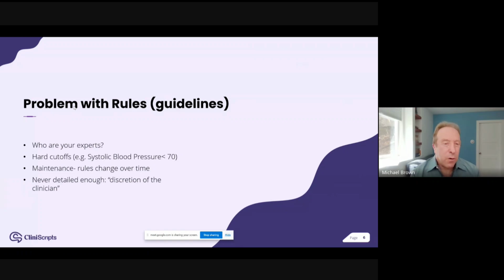You have to decide for this old school AI who your experts are. You have hard cutoffs, such as a blood pressure of 70, whereas a blood pressure of 71 or 69 may be a different category. You have to figure out how the rules are maintained as they change over time. And most of the rules tend to have things in them at some point that aren't detailed enough, where it says at the discretion of the clinician.